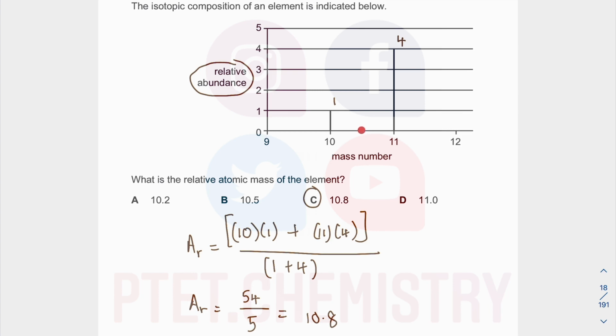10.5 is unlikely because that would mean you have 50% of each because there's exactly in between. 10.2 would mean you have a lot more of the 10 than the 11, and there is the opposite here. You have a lot more of 11 than the 10.